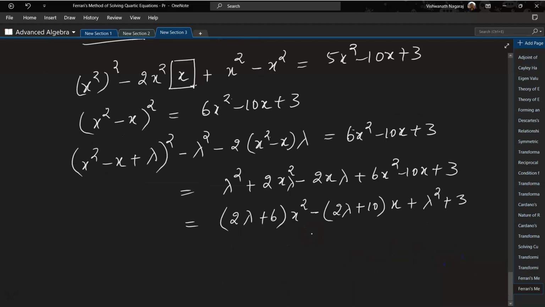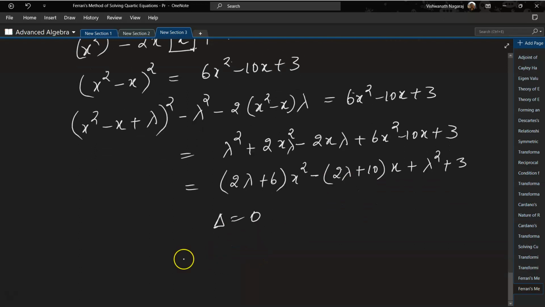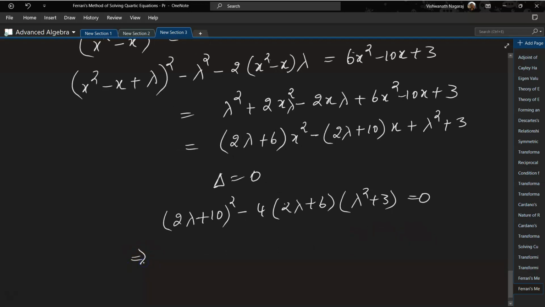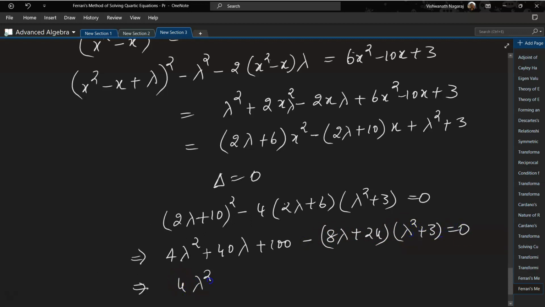Okay, now we have got a quadratic. For it to be a perfect square, the discriminant has to be 0, which means b square, that is 2 lambda plus 10, that minus will become plus when we square it. So b square minus 4 times 2 lambda plus 6 times lambda square plus 3 equal to 0. Okay, let's blindly keep simplifying it. 4 lambda square plus 40 lambda plus 100 minus 4 times 2 lambda plus 6 times lambda square plus 3 equal to 0. This becomes 4 lambda square plus 40 lambda plus 100 minus 8 lambda cube. Let's keep minus out.